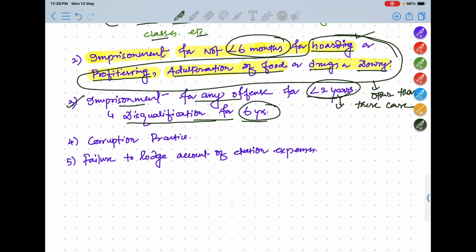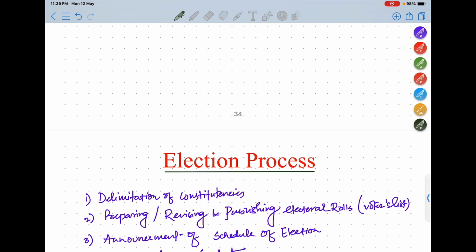Next, corrupt practice, failure to lodge account of election expenses. Okay, so after election, if you fail to lodge election expenses, in that case also you can be disqualified.